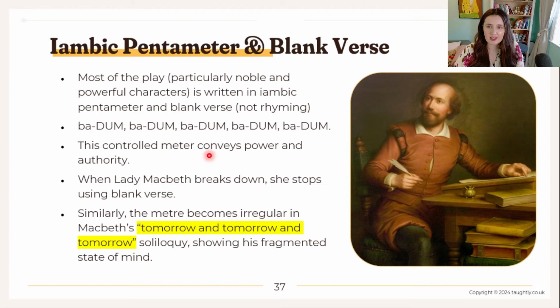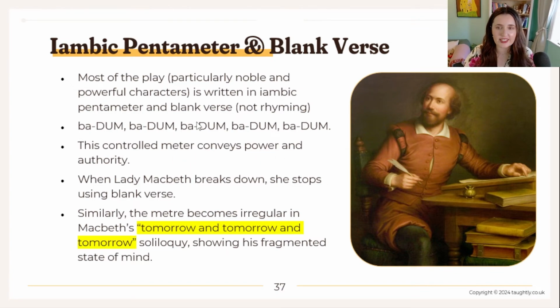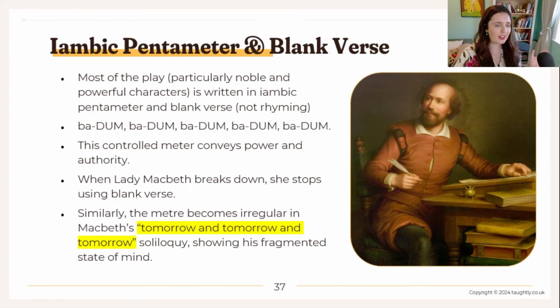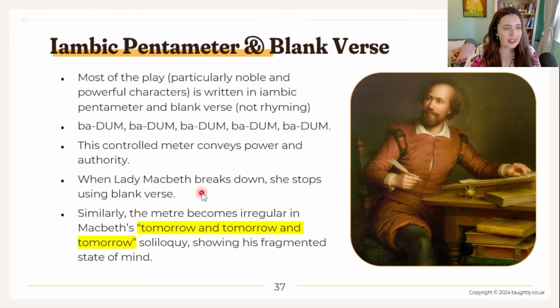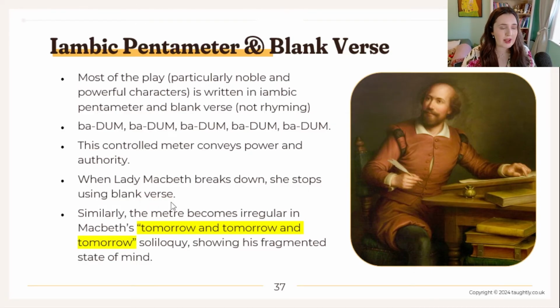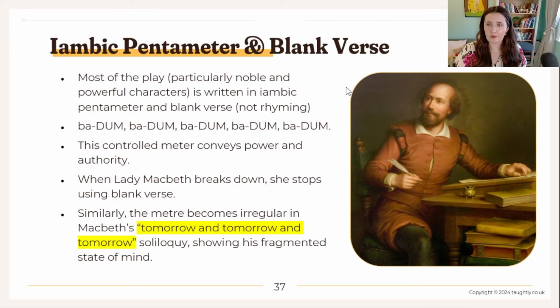So iambic pentameter is associated with characters of high power, high status and high authority. Well, what can you say about this? Macbeth and Lady Macbeth both begin the play speaking using iambic pentameter, but this breaks down for both of them. So when Lady Macbeth has her breakdown and she's sleepwalking, she stops using blank verse, she stops using iambic pentameter, and she starts speaking in prose. Macbeth doesn't ever speak completely in prose.